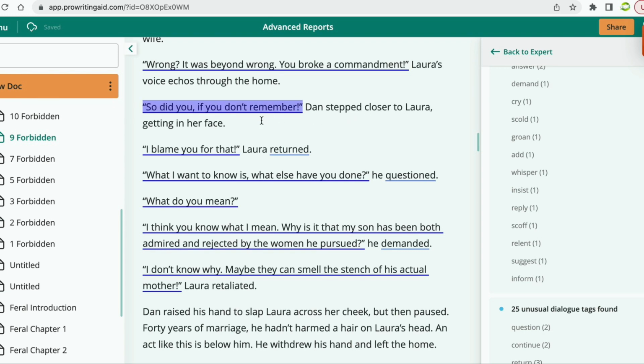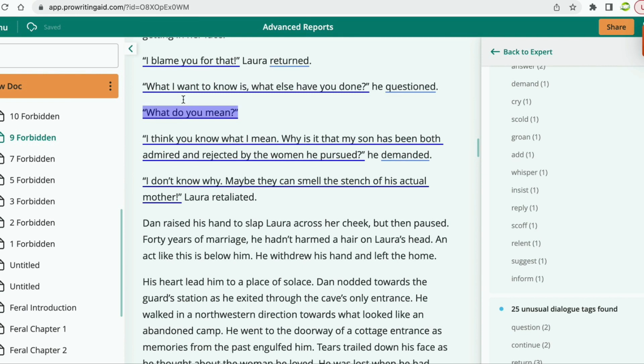Dan stepped closer to Laura. So good job, April. Good job. I blame you for that. Oh. I blame you for that, Laura.